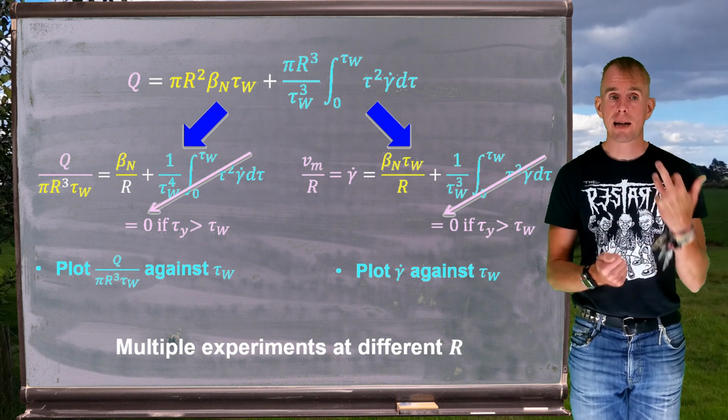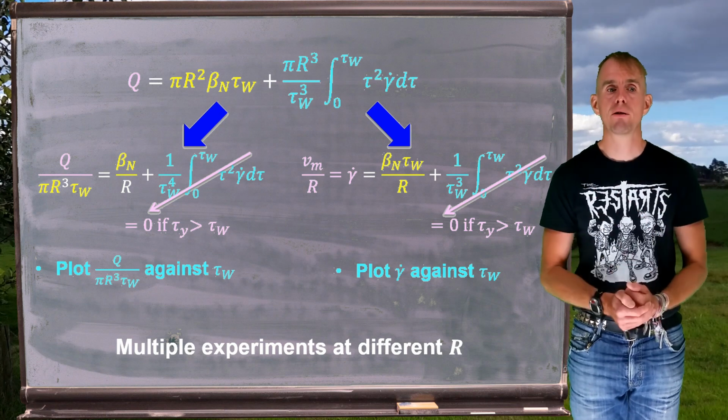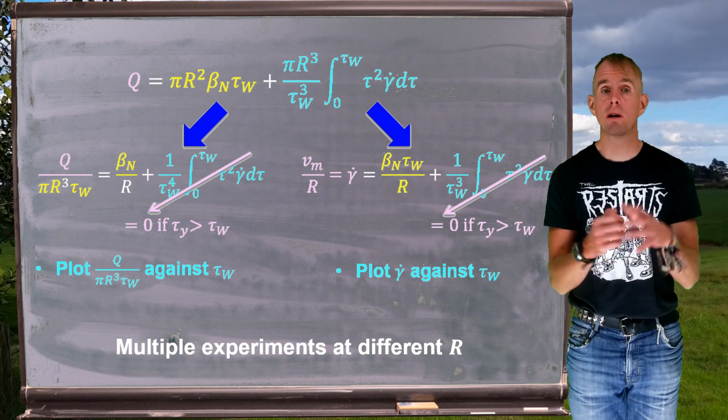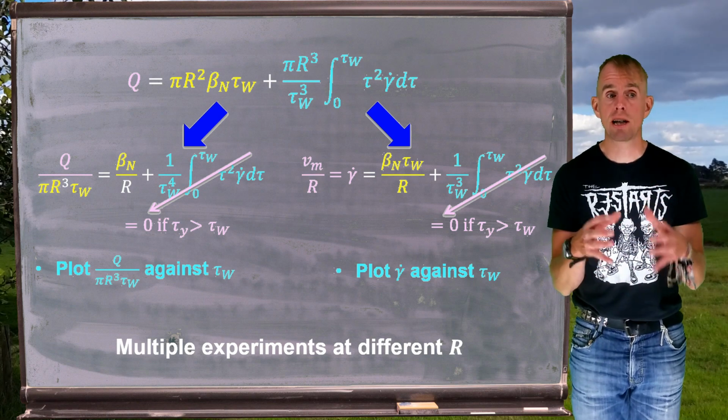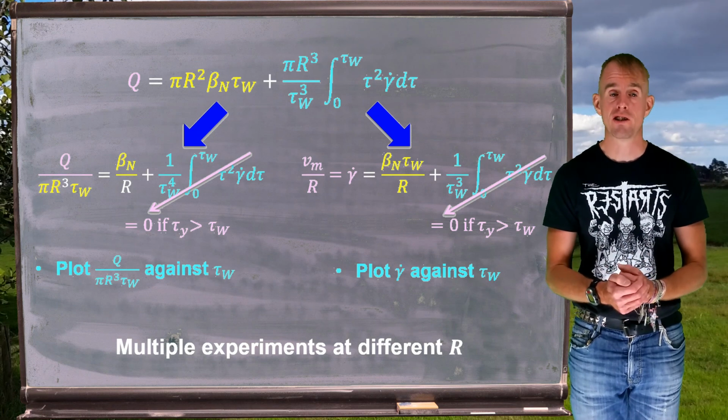And what we do is we plot gamma dot against tau w. This involves multiple experiments using capillaries of different radii, so we've got a large data set from which to get a reasonable estimation of what the slip parameter beta actually is.